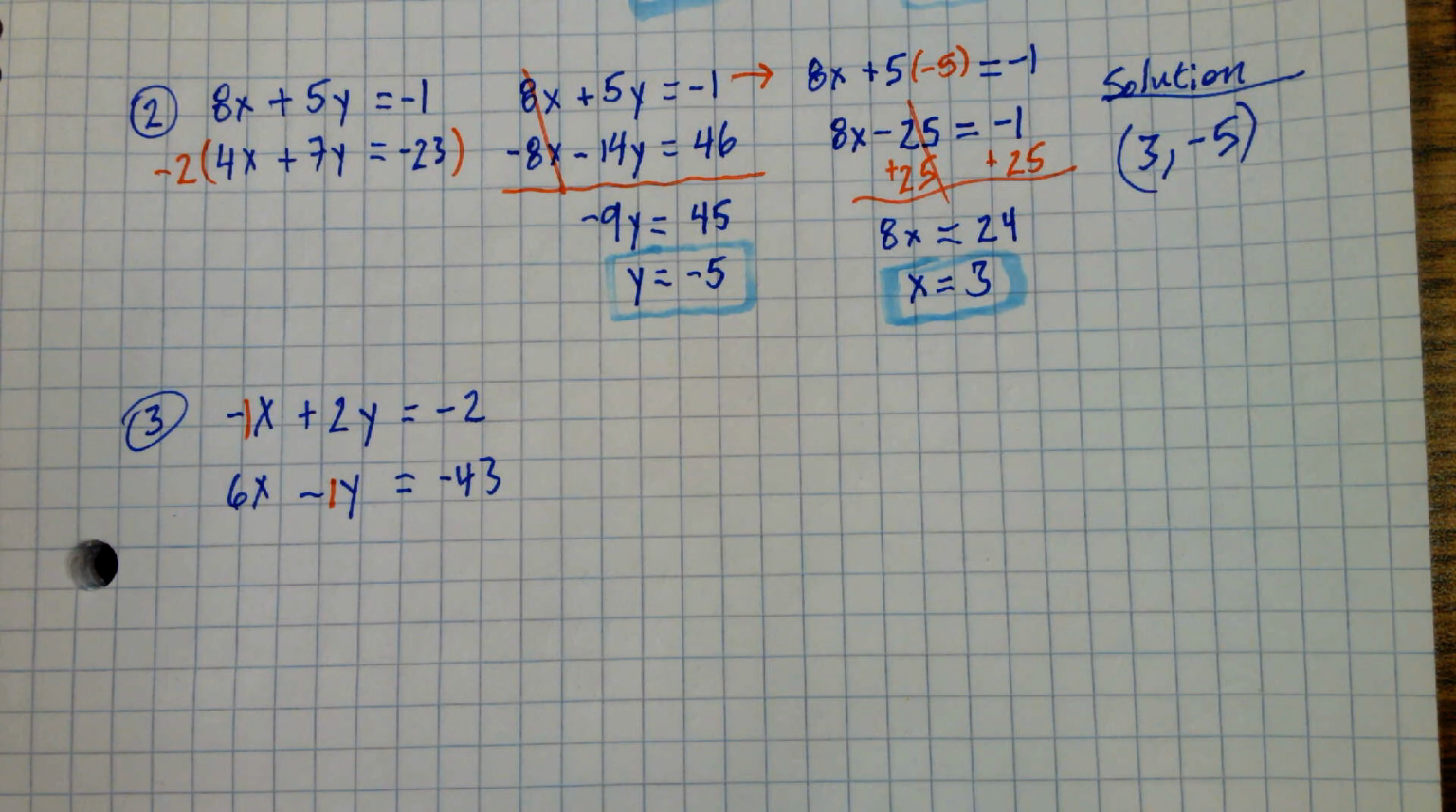If I want to get rid of y, which equation will I multiply? The bottom. The bottom by what number? Positive 2. Positive 2 here. Right? And that would get rid of this.